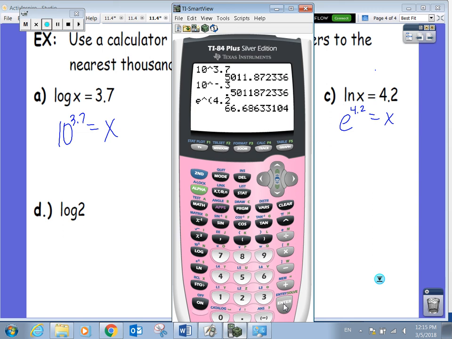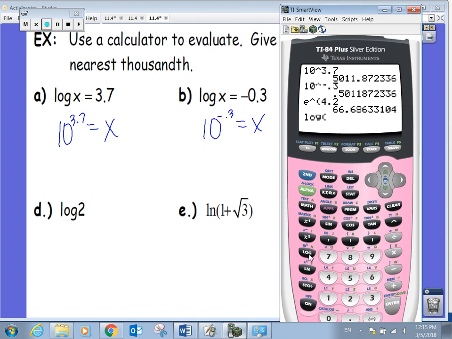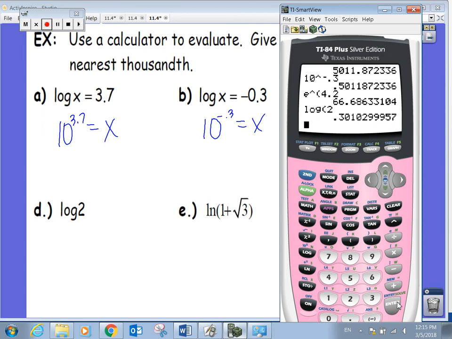So those you have to know the definition. Those last two you don't. You just type them in. Log 2. So log 2, enter. There's your answer, 0.301. The second one, natural log of 1 plus the square root of 3. Now, because there's nothing on the outside of the parentheses, it doesn't matter if you close them or not. Okay, you can close it once, twice, or not at all, and you'll still get the same answer.